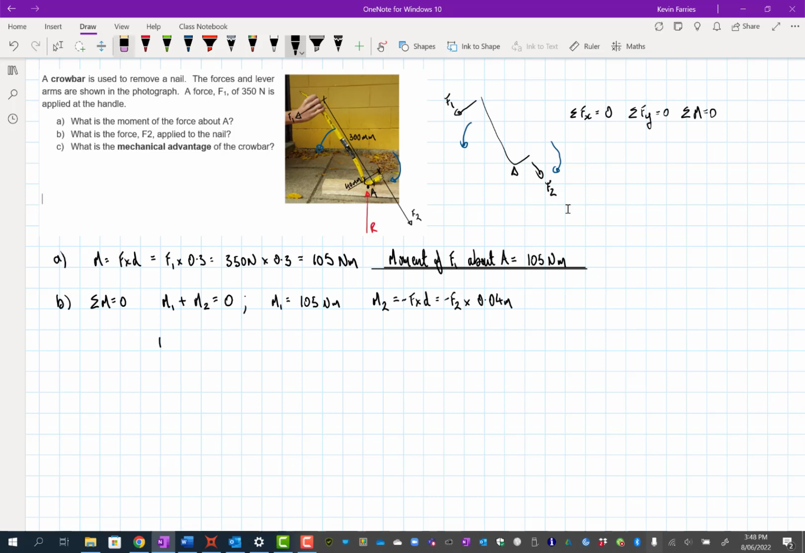And you should really, let me tidy this up, you shouldn't have your units in there, and you should probably put the 0.04 first. 0.04 F2, and it's in the negative direction. So 105 Newton meters is what M1 is, plus M2 is minus 0.04. So if you add a minus, you get a minus. Minus 0.04 F2.